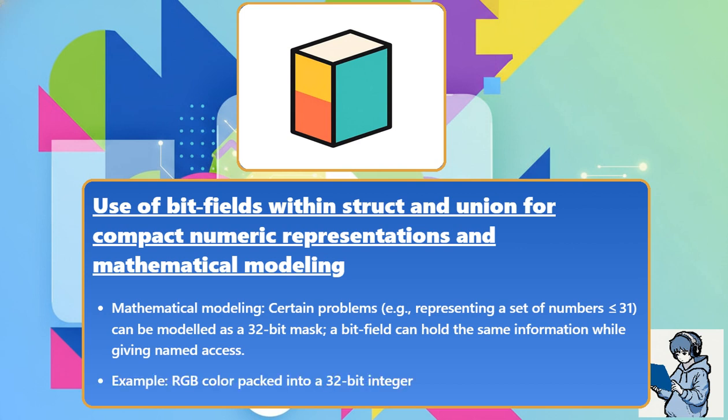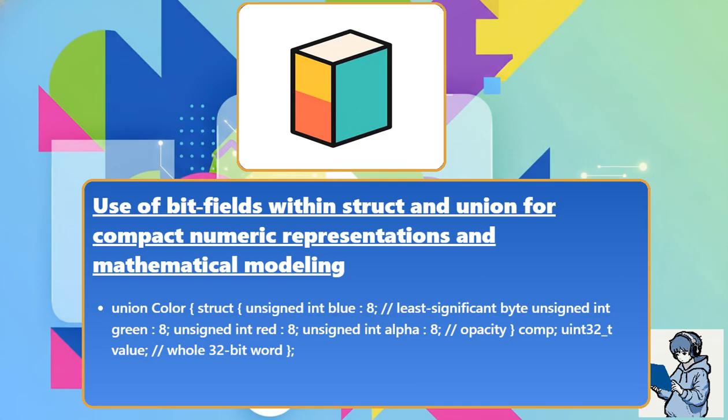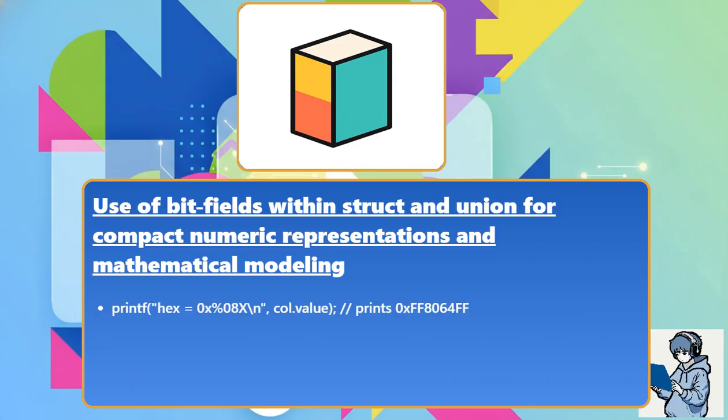Example: RGB color packed into a 32-bit integer. union Color { struct { unsigned int blue:8; // least significant byte unsigned int green:8; unsigned int red:8; unsigned int alpha:8; // opacity }; uint32_t value; // whole 32-bit word }; union Color c = {.red = 255, .green = 128, .blue = 64, .alpha = 255}; printf("hex = 0x%08x\n", c.value); // prints ff8040ff.